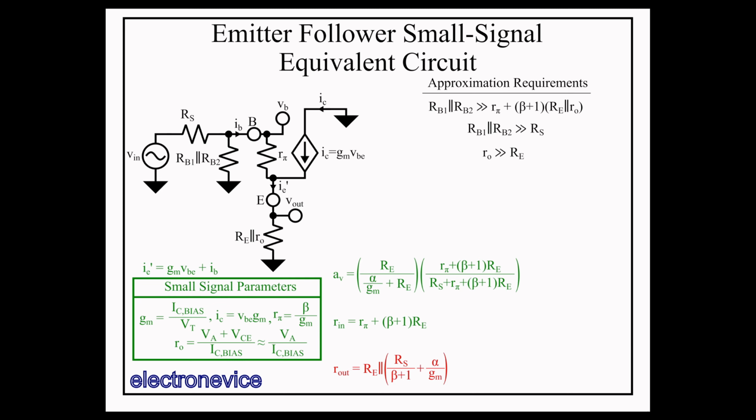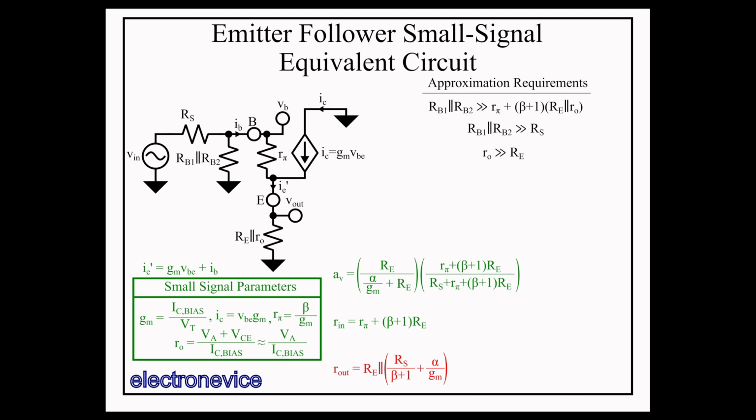With the gain, we notice that there are two resistive dividers cascaded together, meaning multiplied together. The one on the left is between the emitter resistance and alpha over GM, and the one on the right is between the source resistance and the input resistance. The one on the right makes intuitive sense. Effectively, any circuit that has an output impedance that goes into another circuit with an input impedance will have its voltage attenuated by the divider produced by those two impedances.